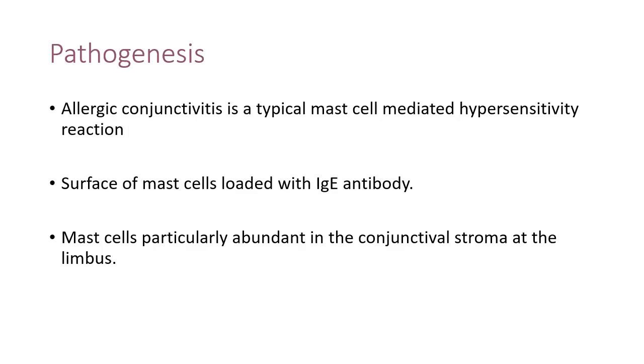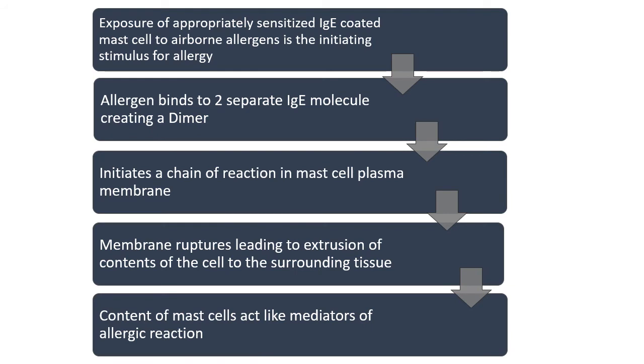So allergic conjunctivitis is a typical mast cell mediated hypersensitivity reaction. The surface of mast cells is loaded with IgE antibody. Mast cells are particularly abundant in the conjunctival stroma at the limbus. So this is called a cascade phenomenon. The exposure of an appropriately sensitized immunoglobulin E coated mast cell to airborne allergen is the initiating stimulus for allergy.